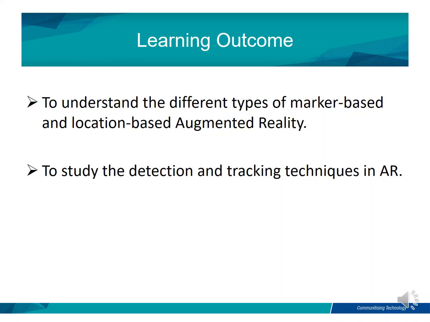There are two learning outcomes that you should achieve and gain after the end of this chapter. First is to understand the different types of marker-based and also location-based augmented reality, and also to study about the detection and tracking techniques in augmented reality. Okay, so you need to ensure that you achieve these two learning outcomes.